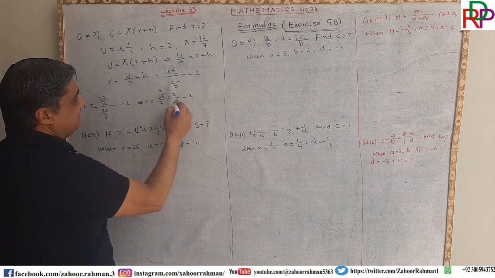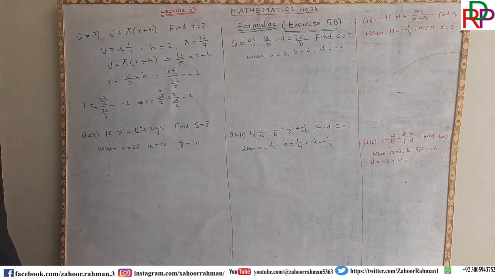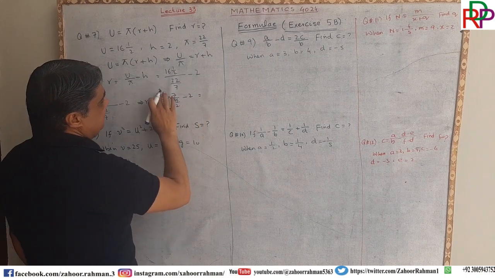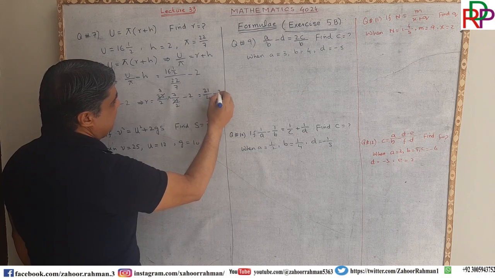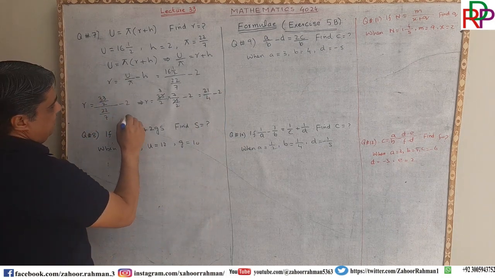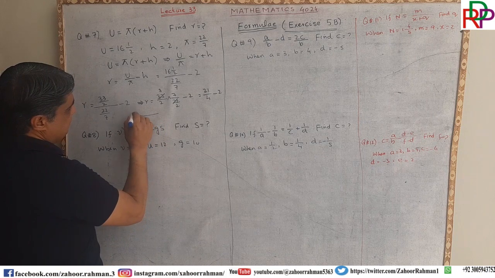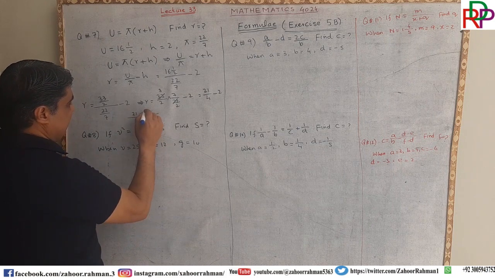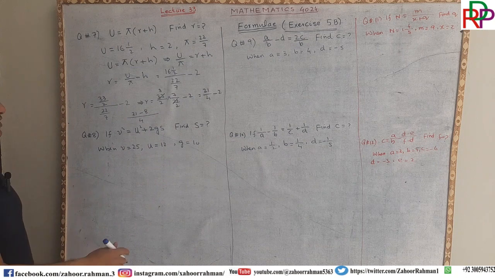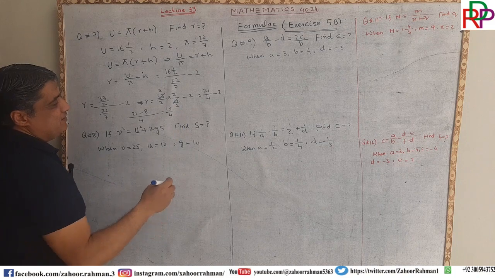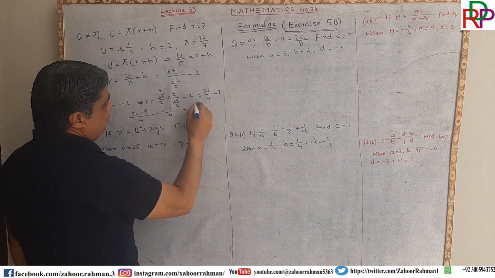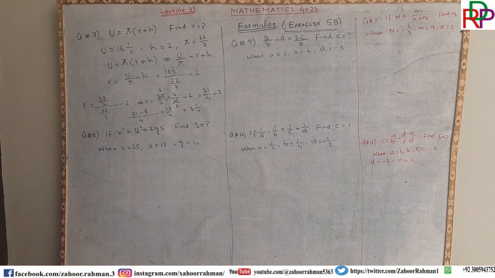11 threes are and 11 twos are. Then we are writing 21 divided by 4 minus 2. So I am taking 4 as the LCM, 21 minus 8. And 21 minus 8 means 13 divided by 4. That is equal to 3 whole 1 over 4. And that is the ultimate answer of this question.